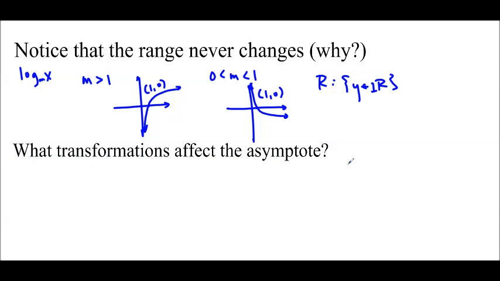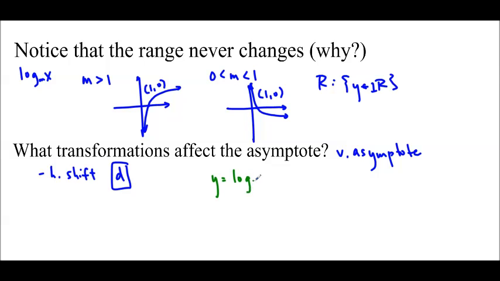What about transformations affecting the asymptote? In fact, there's only one. You know that the asymptote is a vertical asymptote. So it's one that goes up and down, and if we wanted to change it, we'd have to move it left and right. Moving it left and right is a horizontal shift, a horizontal translation. So it is the d value that changes the vertical asymptote. For example, if we had something like y equals log base 3 of (x minus 1), that changes it, and the vertical asymptote would be x equals 1.